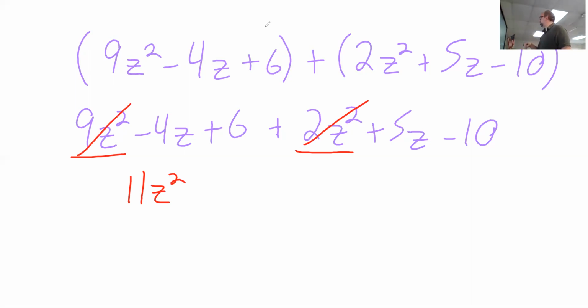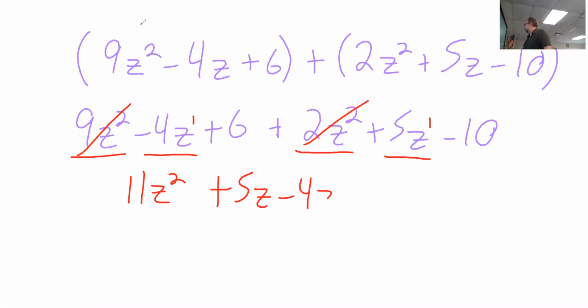And then next we have this term, z raised to the first power. This one is raised to the first. So what we have is minus 4z plus 5z. Or another way, if you like, you could always rewrite it with the positive first, since it's bigger: plus 5z minus 4z.